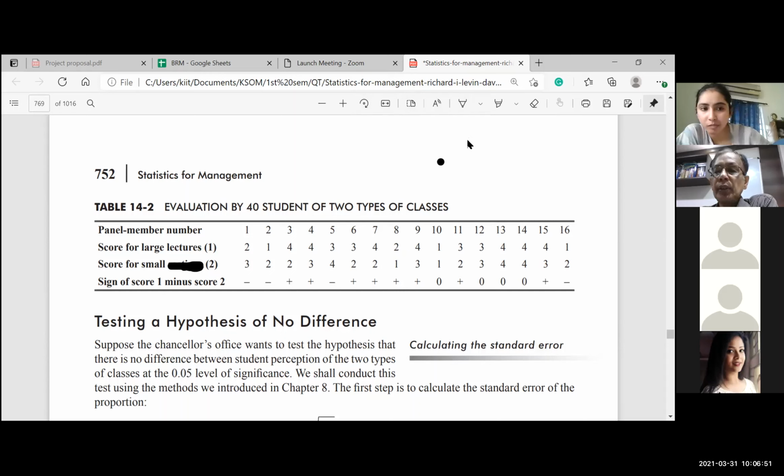I'll start from Barsa. Barsa, switch on video. Look at the screen. Respondent number 13. Can you see? Respondent number 13. What can we infer from the response from respondent number 13? He is comfortable with large lectures and small lectures too. So either one will work.